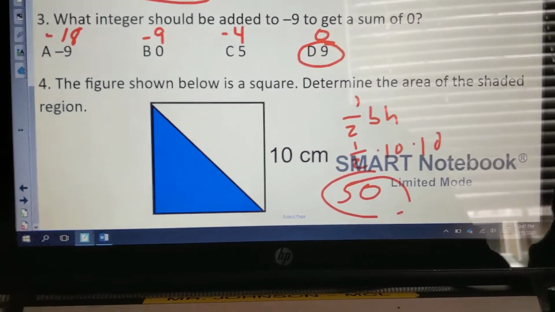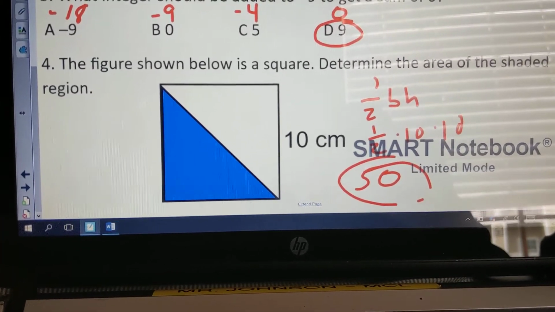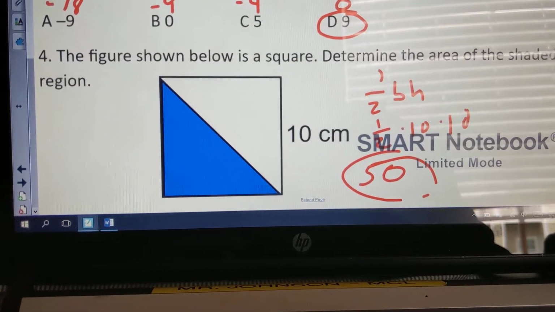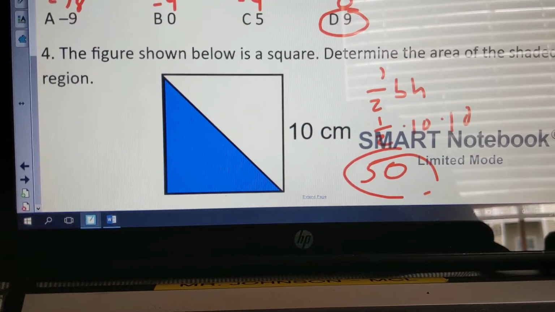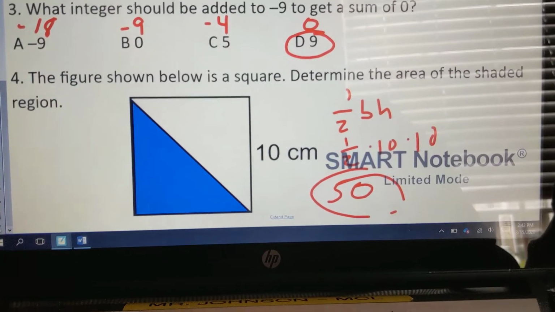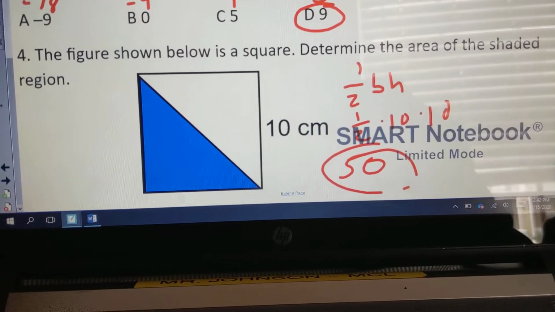Number 4, the figure shown below is a square. Determine the area of the shaded region. Well, looking at this, I see a couple things. I see it's a square, which means every side is the same. I also see that the shaded portion is a triangle. To find the area of a triangle, it's 1/2 times base times height. So 1/2 times 10 times 10 gives you 50.